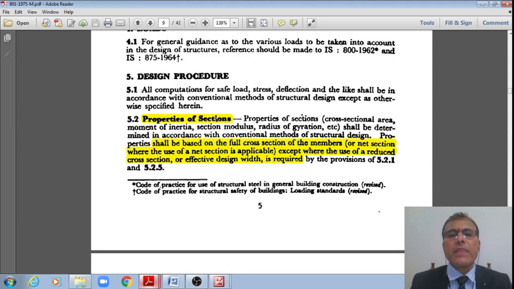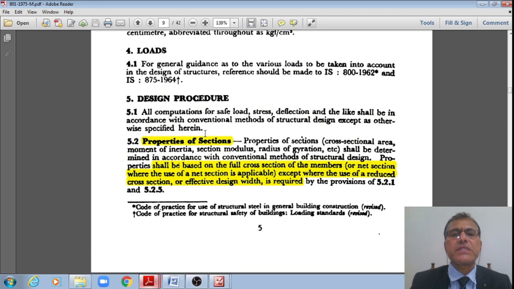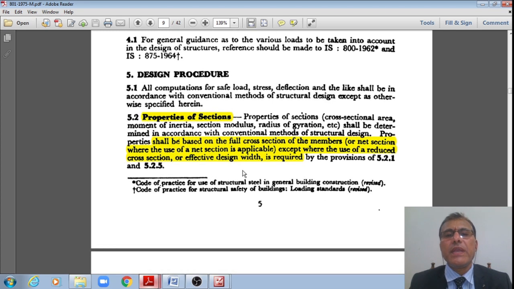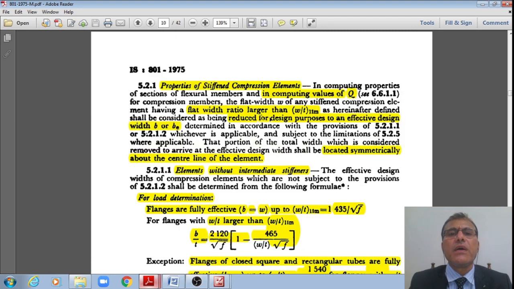Now let us see the next subheading, the properties of sections. These properties of the sections are available in SP 65, akin to the structural steel tables. The properties are also available in IS 811. The code says that the properties of the section shall be as per 5.2.1 and 5.2.5. Now let us see those properties.